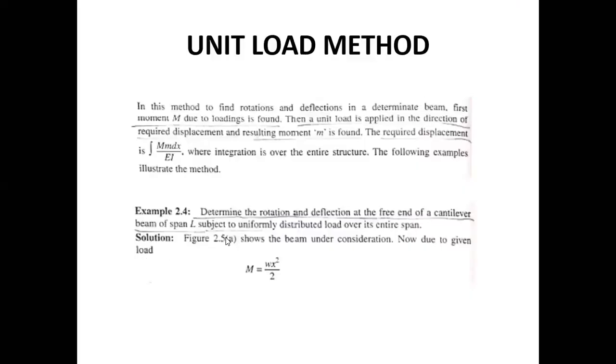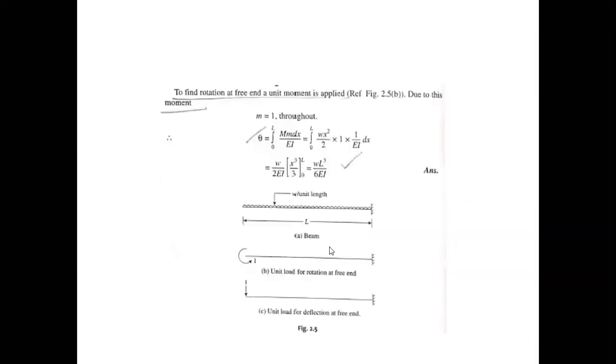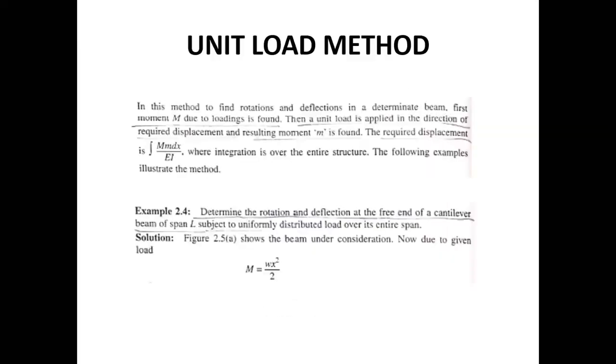In this case, determine the rotation and deflection at the free end of a cantilever beam of span L subjected to a UDL over the entire span. See, this is a cantilever beam. The UDL W is applied on the entire span. So in order to put the value, we'll calculate capital M. Capital M is the moment at any section due to the present loading.